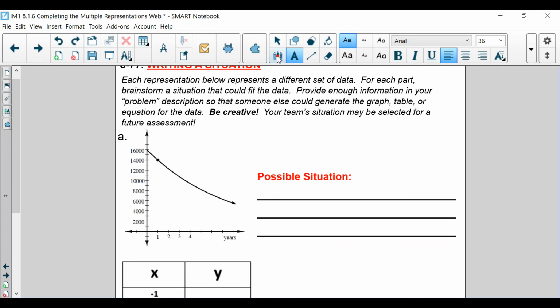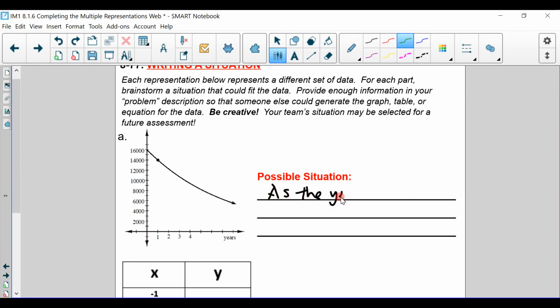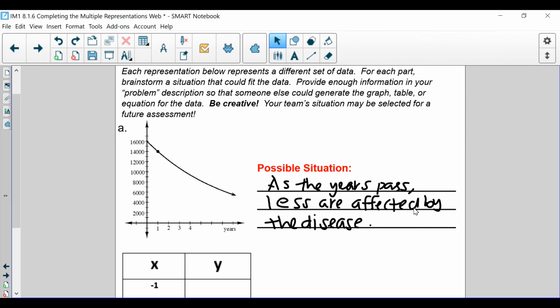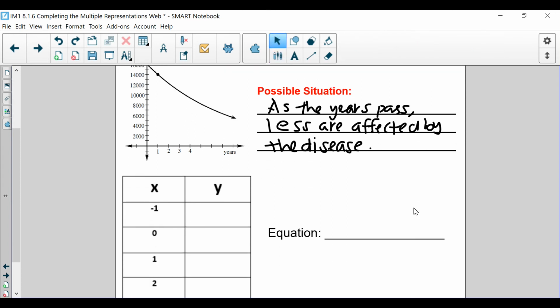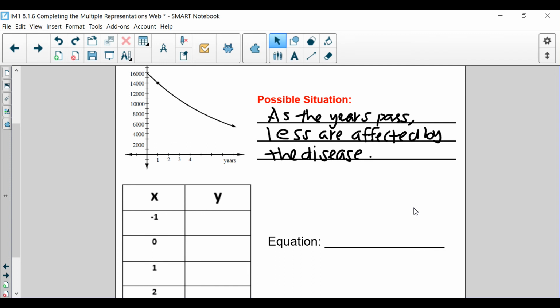You can just go ahead and say, as the years pass, less are affected by the disease. Okay. Sorry about my handwriting, guys. It's a little bit hard to write with the stylus here. It's a little bit easier to write numbers. But anyway, let's go ahead and talk about what we know here.